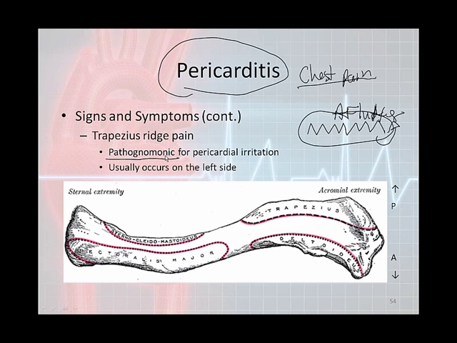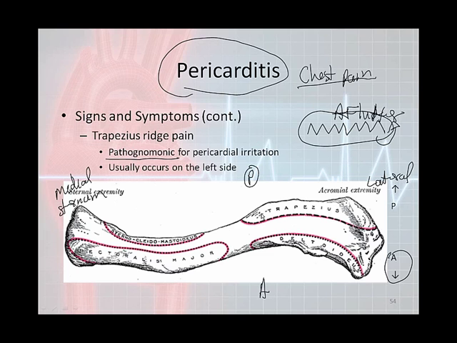Now, where exactly is the trapezius ridge? What you actually have to do is look at the clavicle itself. Here is a picture of the clavicle. This is the anterior aspect of the clavicle. This is the posterior aspect of the clavicle. The sternum is over here, and the acromioclavicular joint is over here. So this over here is medial. This over here is lateral.